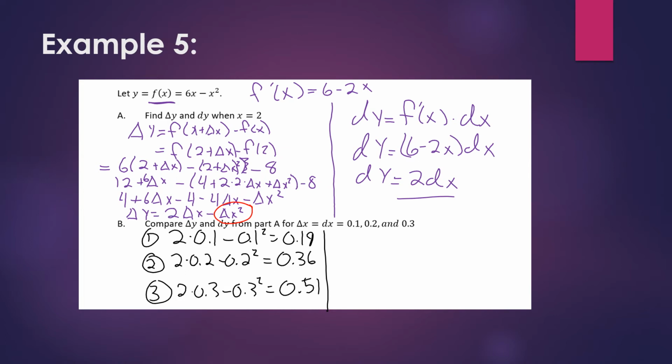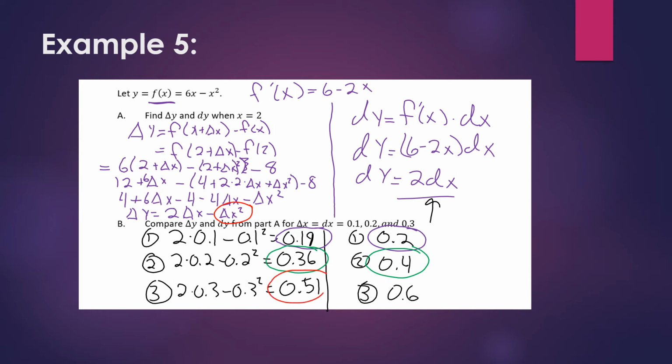So let's check our dy's. So our dy, we're just plugging in right here, and I'm going to get 3 answers, and we can then compare. If I plug in 0.1, 0.2, and 0.3, I'm going to get 0.2, 0.4, and 0.6. So let's compare. 0.19 compared to 0.2. That's very close. For the second answers, 0.36 and 0.4, it's a little bit further apart, but they're still pretty close. And then for our third one, 0.51 and 0.6, again, a little bit further apart, but they're pretty close.